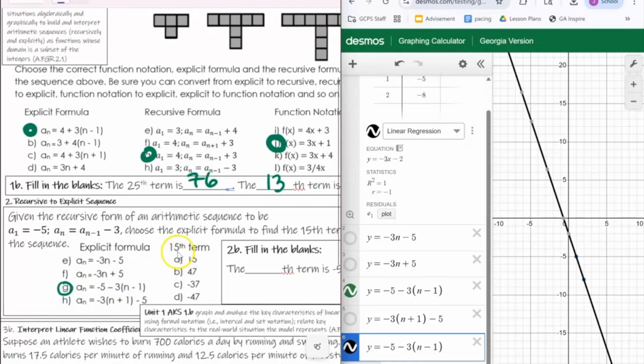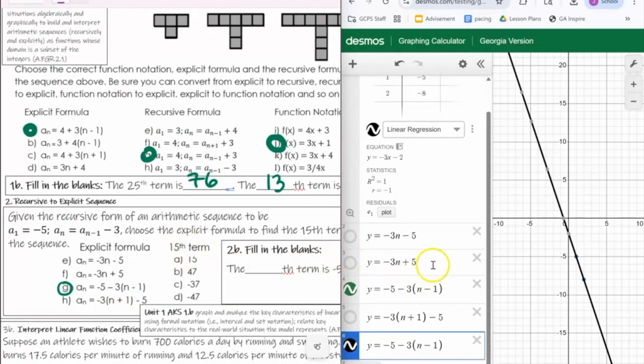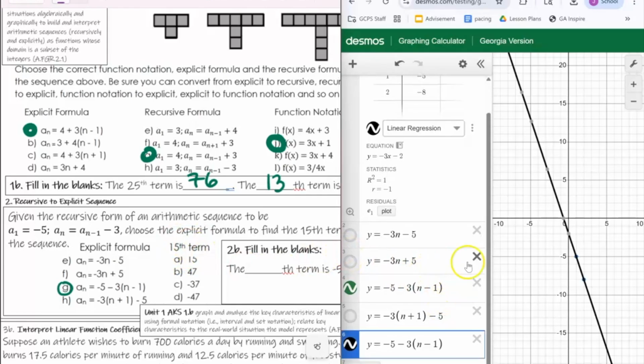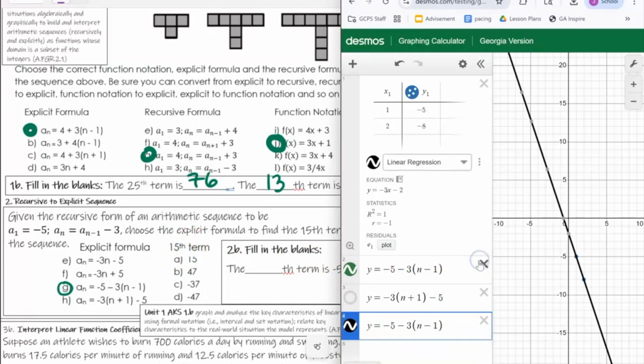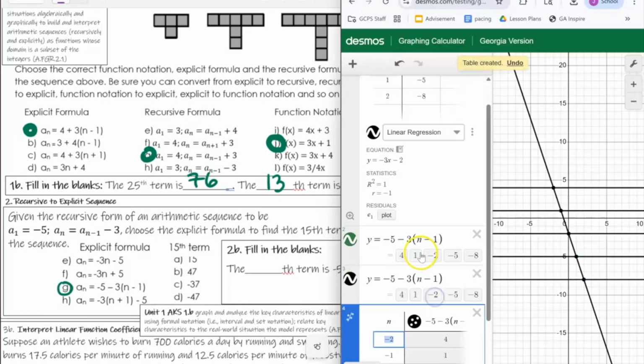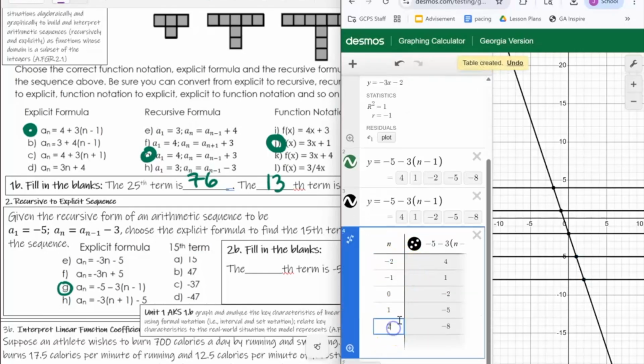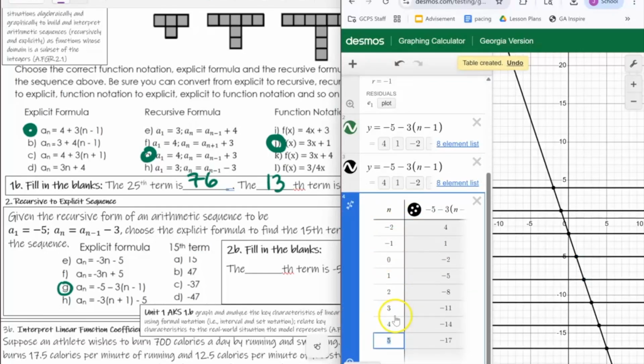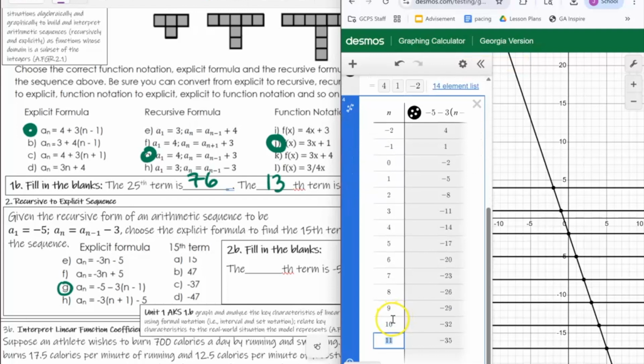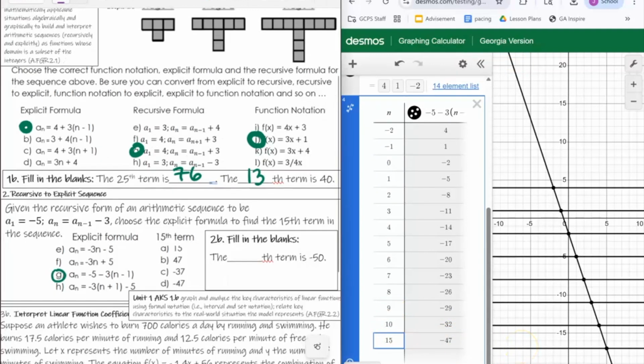All right, now that I've done that, what is the 15th term? Well, once you know your answer, remember, all you have to do is make it a table. So I'm just going to take one of these answers. Both of these are correct. I'm going to make these a table. And I'm looking for the 15th term. So again, two options. I can press enter, enter, enter, enter, enter, enter, enter, enter until I get to number 15, or I can just type number 15 and I can see that that is -47.